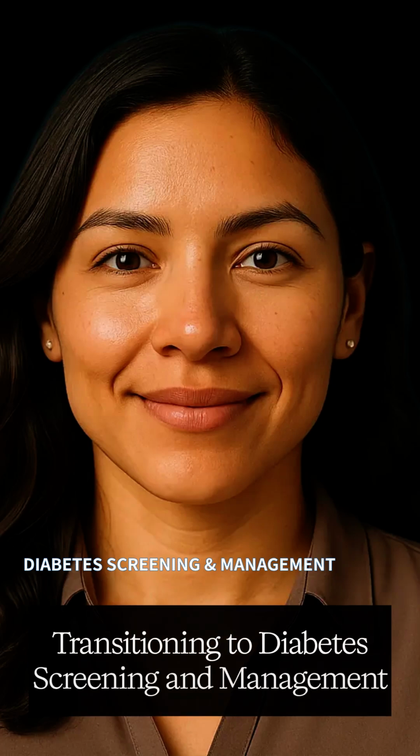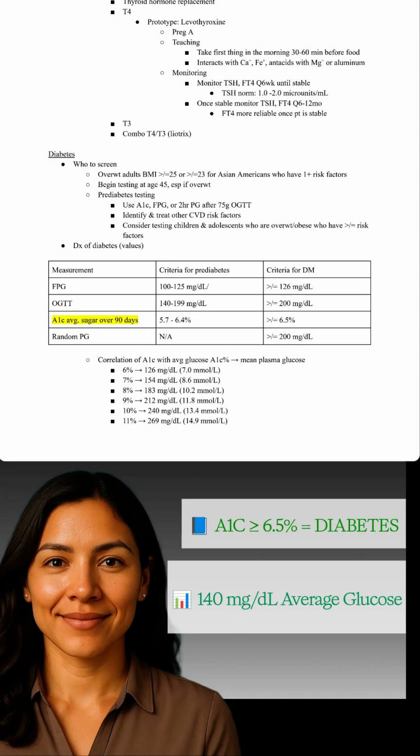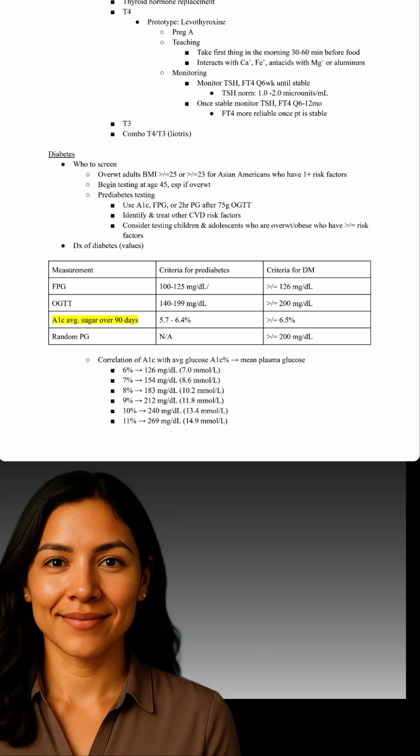Now let's transition to diabetes screening criteria. Diabetes screening is recommended for adults over 45 or those with specific risk factors. The diagnostic tests include fasting plasma glucose, oral glucose tolerance test, and hemoglobin A1C. Each test has specific criteria.